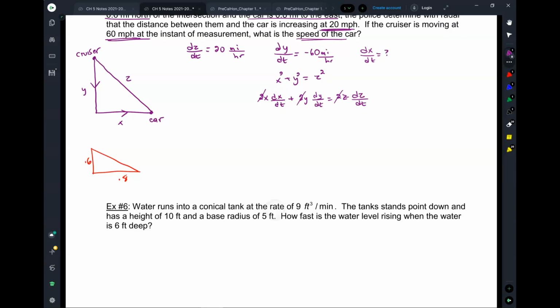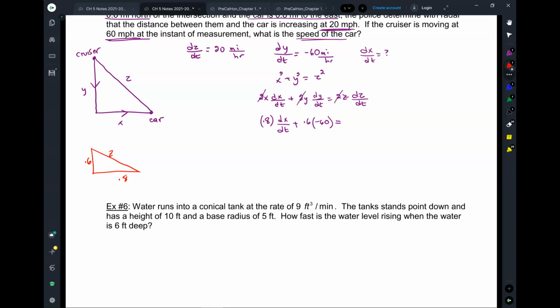X is the position, right? It's 0.8. dx/dt is what I need to find. Y is the position, 0.6. dy/dt is negative 60. Okay, z is this distance. How do I find that?